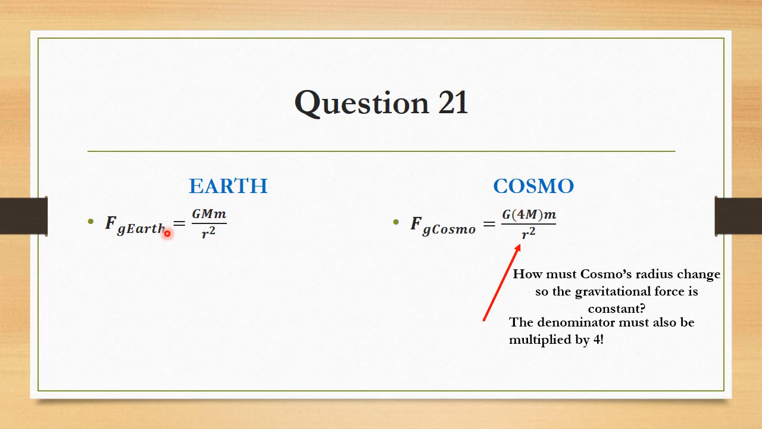But you can't just multiply the denominator by 4. You can't put in a 4 like 4r because it's being squared. So you need a number which, when squared, becomes 4, and therefore the answer is 2. If you double the radius, then you have the same gravitational field strength on Cosmo that you would on Earth.